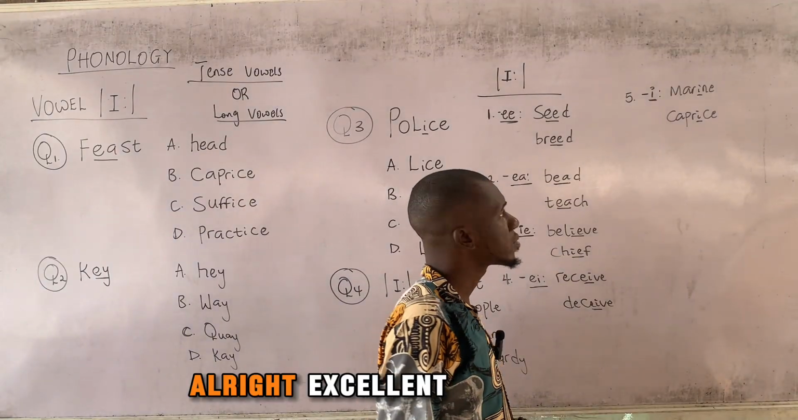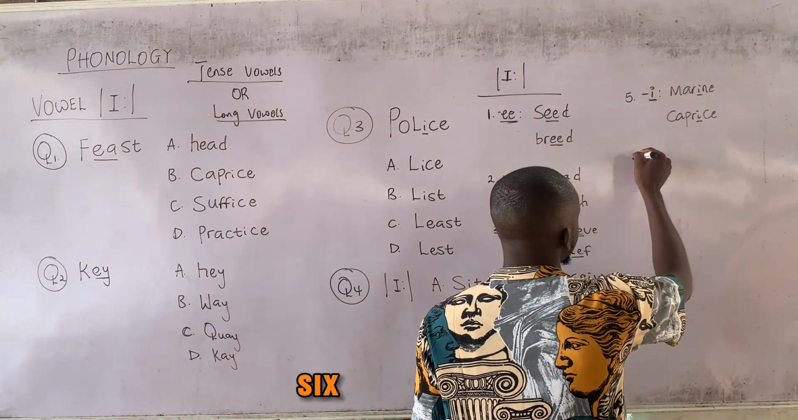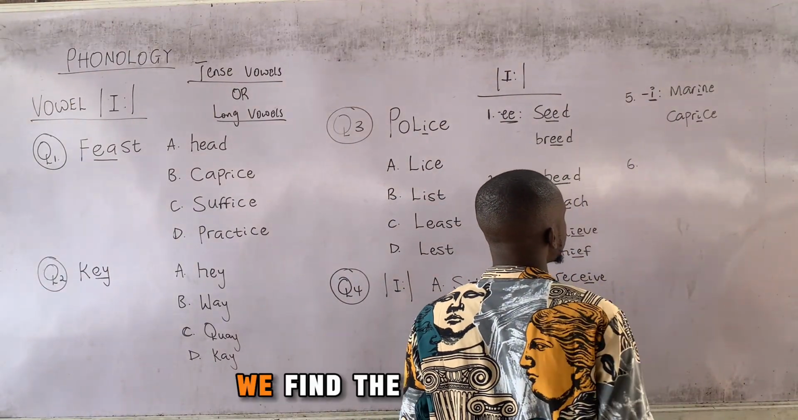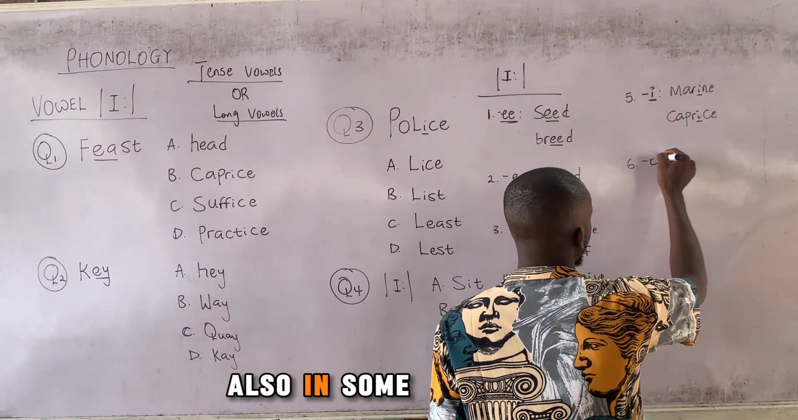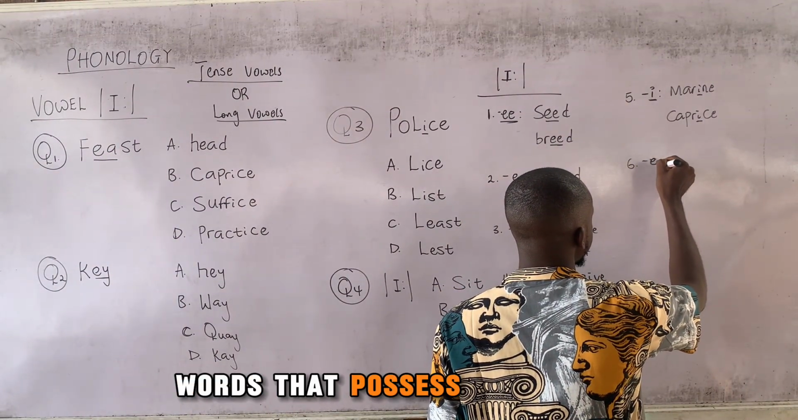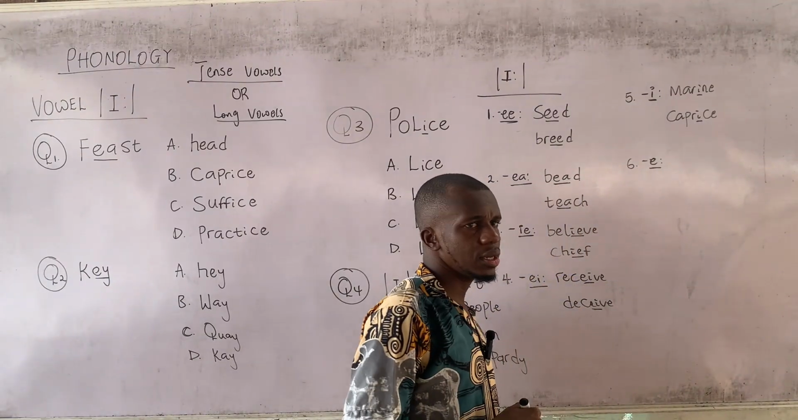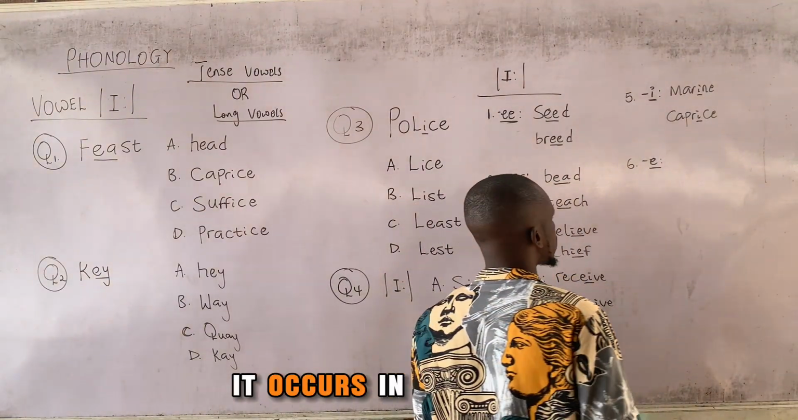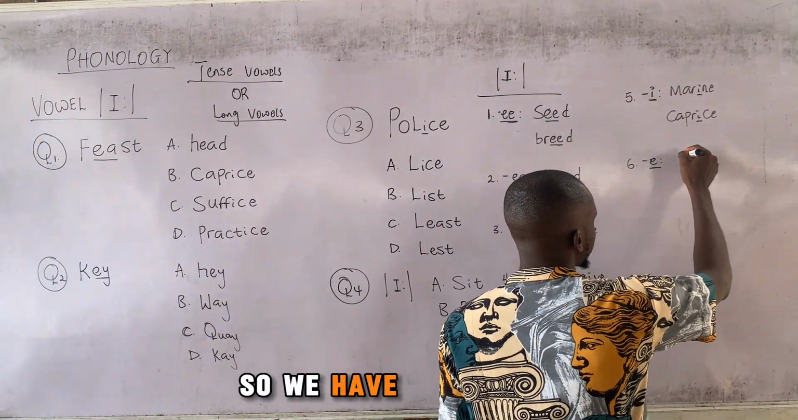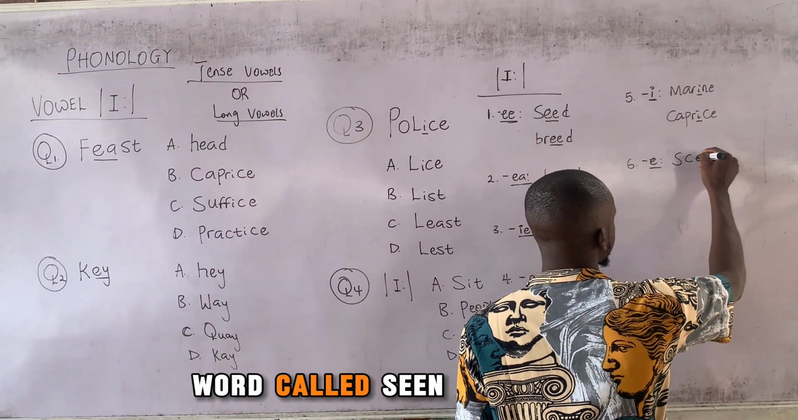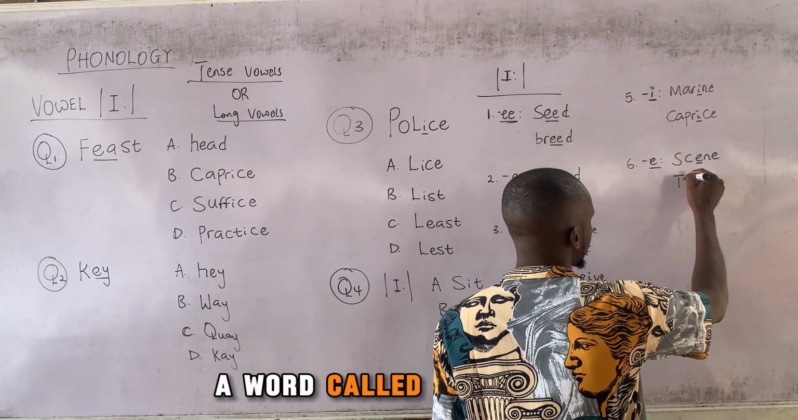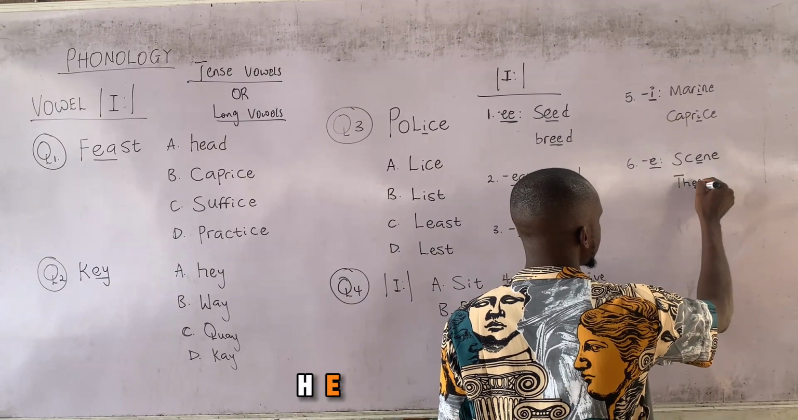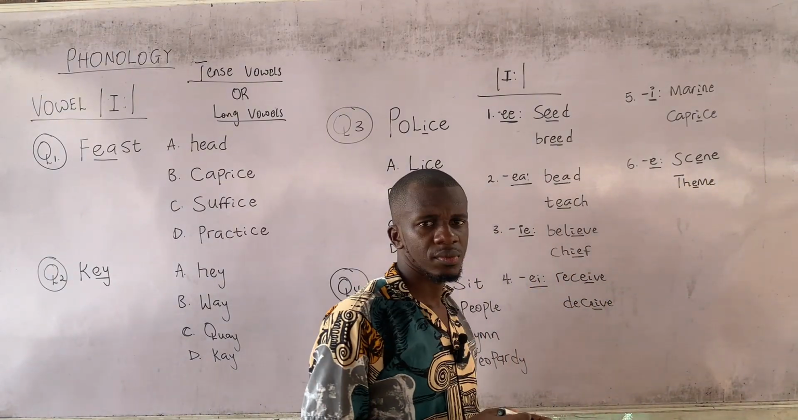All right, excellent. Six, we find the long E sound also in some words that possess the letter E. Yes, it occurs in the letter E. So we have examples like a word called seam, and a word called theme, THEME, theme.